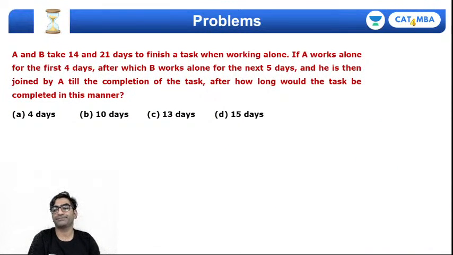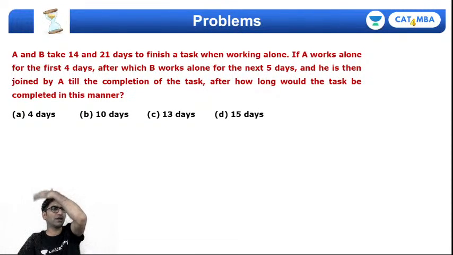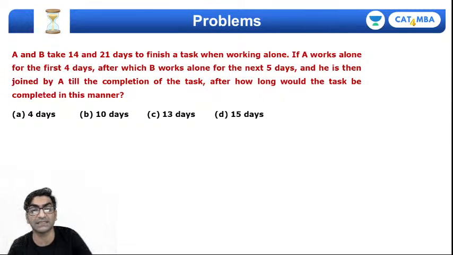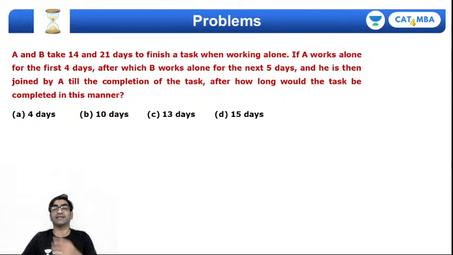Here's another problem, on work again. A and B, 14 days, 21 days, working alone. A works alone for the first 4 days, then B works alone for the next 5 days, and then B is joined by A till completion of the task. Then how long does it take? Right? How long does it take?